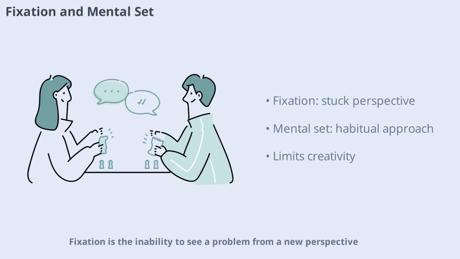Fixation is the inability to see a problem from a new perspective, often because we're stuck in a particular mental set. A mental set is a tendency to approach a problem in one specific way, usually a method that worked before. While this can be helpful, it can also prevent us from finding better solutions. Overcoming fixation requires flexibility and openness to new strategies, which is essential for creative problem solving.